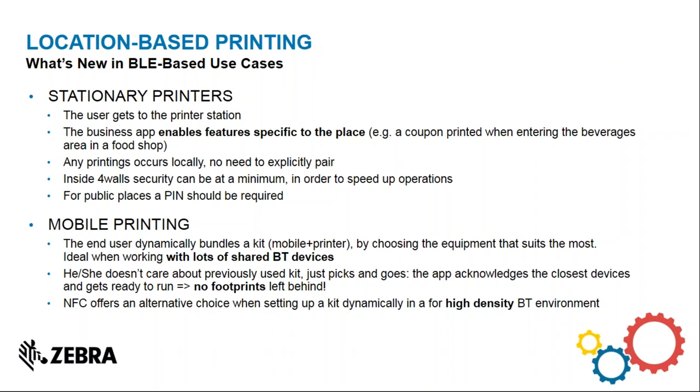For stationary printers, the end user typically is walking toward the printer, as I did in the video you watched just a few seconds ago. And so the business app enables a specific feature for that place. A use case may be an end user shopping inside a food shop and entering some particular area, such as beverages or vegetables, and getting a coupon for the fact that they are in front of and entering that area.